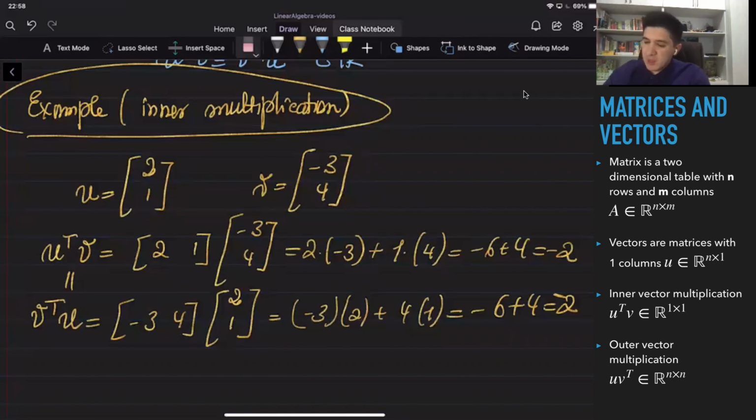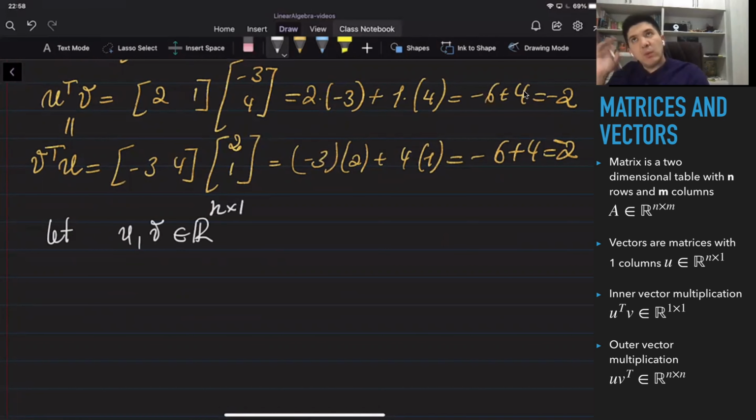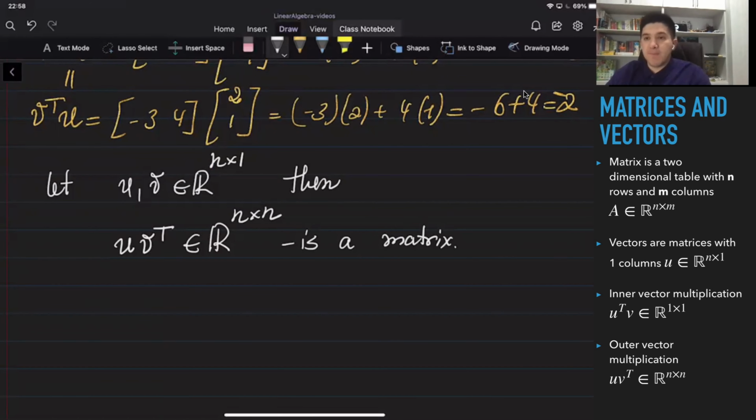So what about the second multiplication? If you remember, we had the second type of multiplication, where you are given u and v with the dimensions n by 1, so with the same dimensions, actually. Then u v transpose is going to be a matrix with the dimension n by n. And this multiplication we usually call the outer multiplication, the outer vector multiplication.